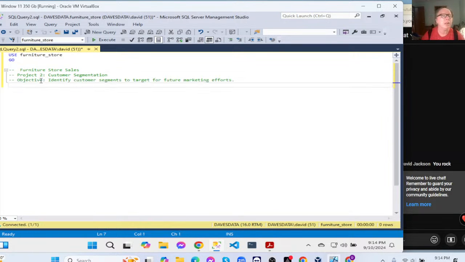I'll mention also that they mentioned that the data comes from Kaggle. So what's the first problem with the second one? Objective.